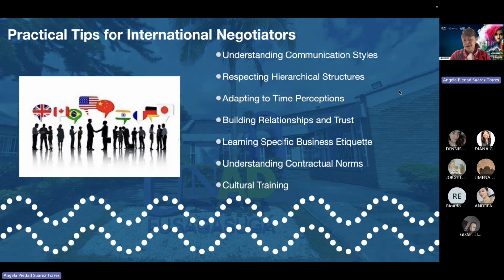Building relationship and trust. Again, investigate the importance of relationship building rituals such as small talk, gift giving, or formal introductions. In many cultures, trust and personal connections precede business decisions, so taking time to establish rapport is essential. For example, building relationships and trust.